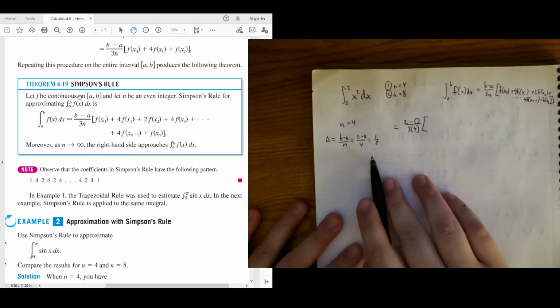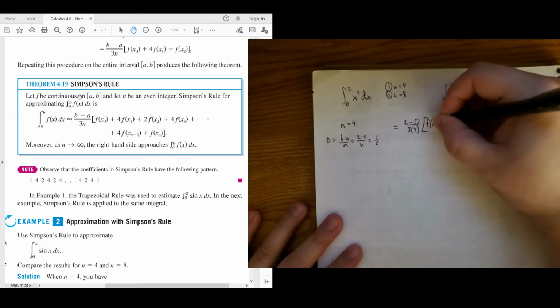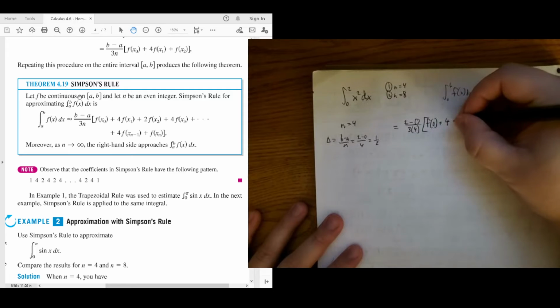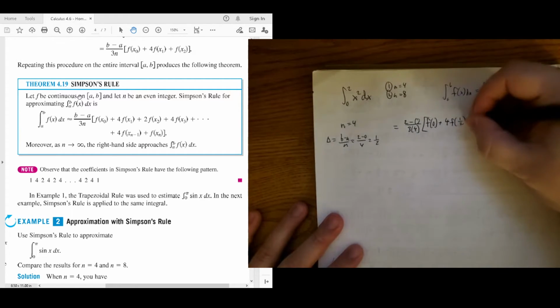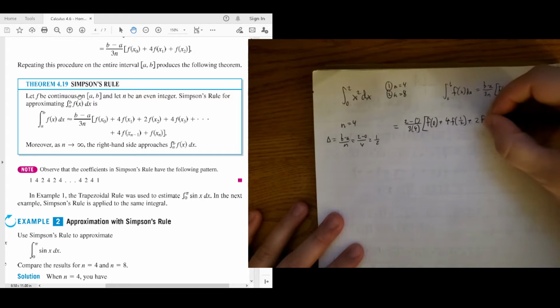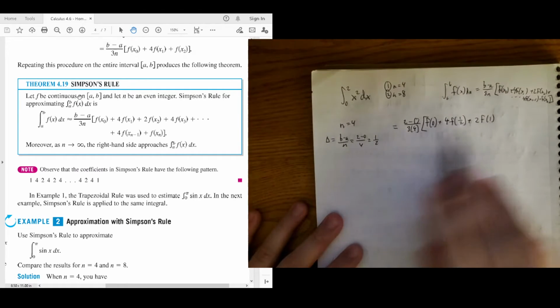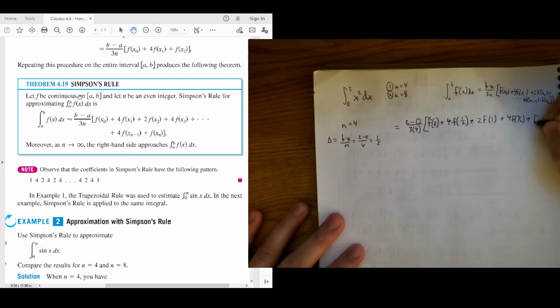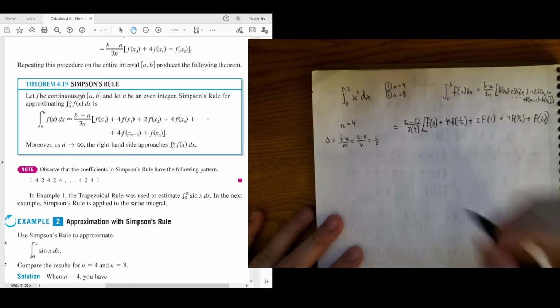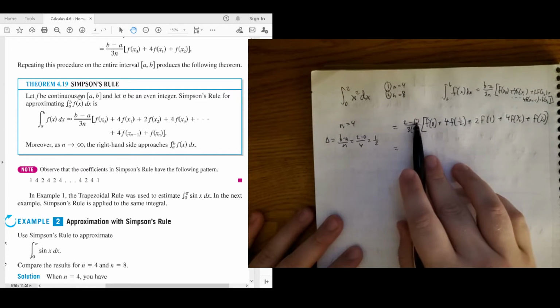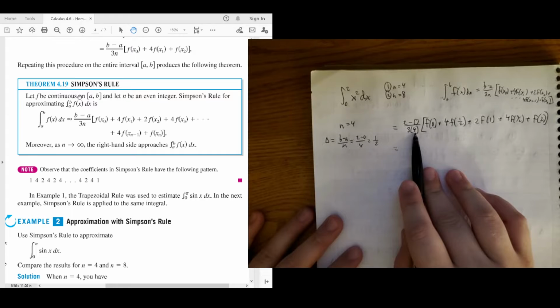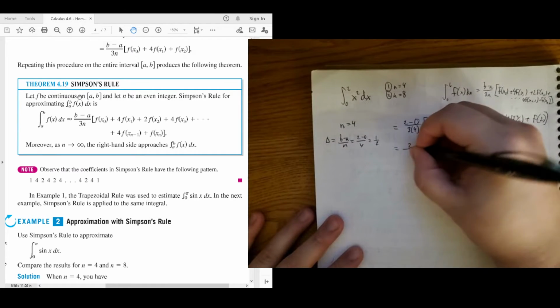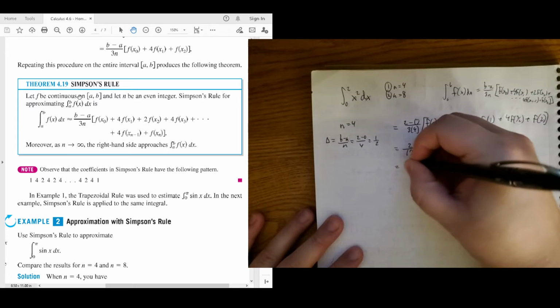So then we plug in with our delta, our first one, that'd be f of 0 plus 4 f of 1/2 plus 2 f of 1. Notice that again our values are going up by our delta, plus 4 f of 3/2 plus f of 2. So there's my function. 2 minus 0 is 2, divided by 3 times 4 is 12, so that ends up being 2 over 12, which is, of course, 1 over 6.